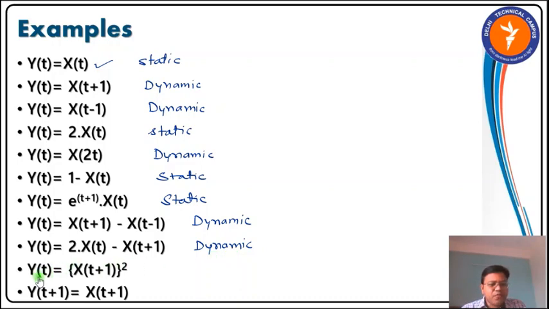Then we have y(t) equal to x(t plus 1). We can see the system has a time shifted input, so we will say the system is dynamic. But here we can see in this output, the input is time scaled, time shifted, but the same kind of shifting has been shown in the output as well. So if the same kind of shifting is there, then we will say the system is static. So this is how we determine static and dynamic systems.